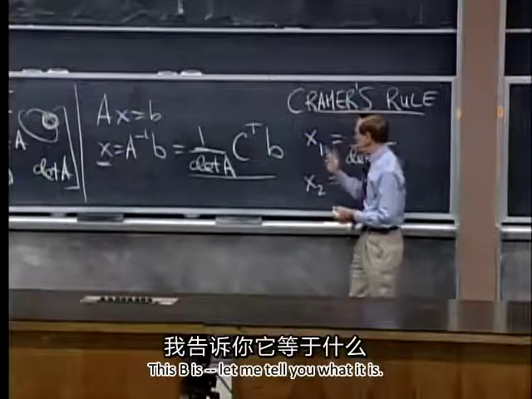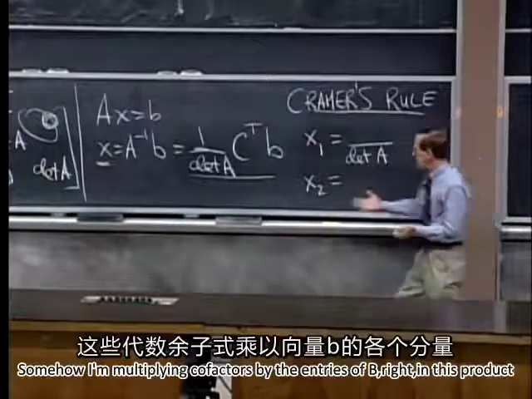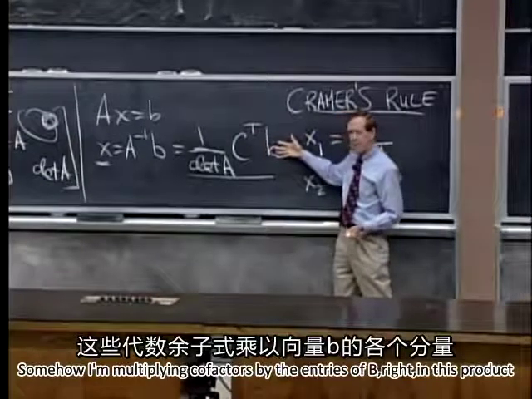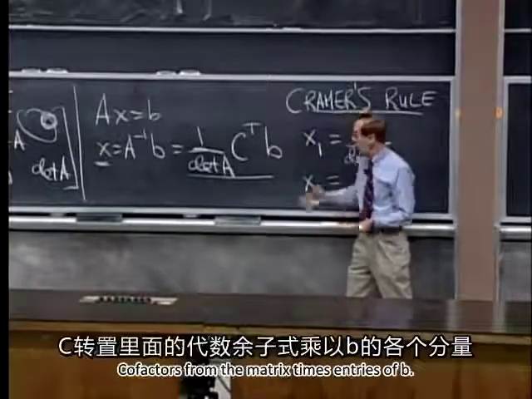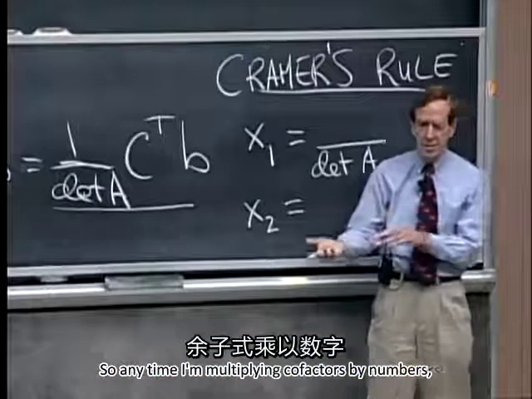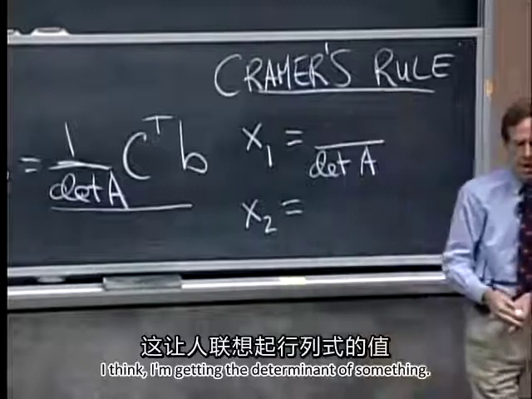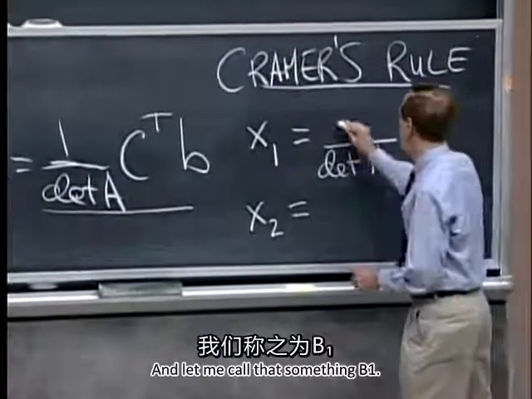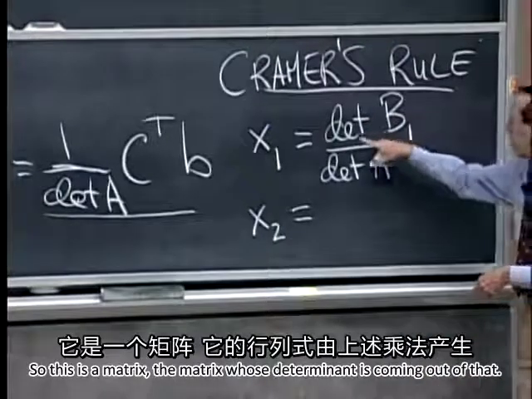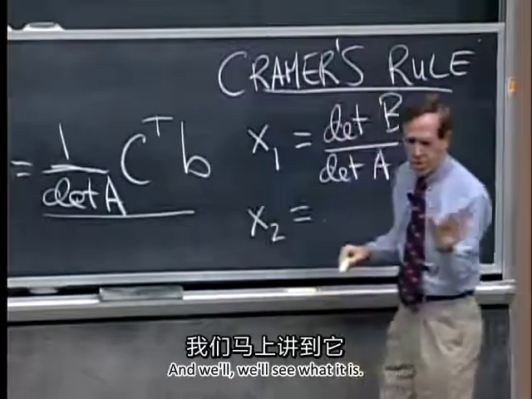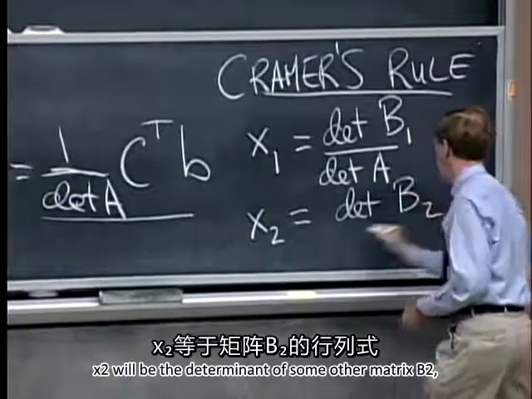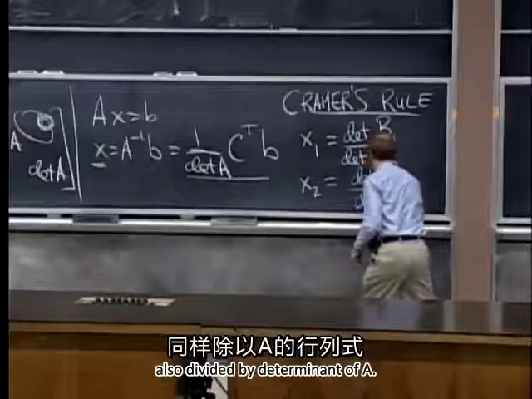This B is, let me tell you what it is. Somehow, I'm multiplying cofactors by the entries of B in this product. Cofactors from the matrix times entries of B. So anytime I'm multiplying cofactors by numbers, I think I'm getting the determinant of something. Let me call that something B1. So this is the matrix whose determinant is coming out of that. And we'll see what it is. X2 will be the determinant of some other matrix, B2, also divided by the determinant of A.